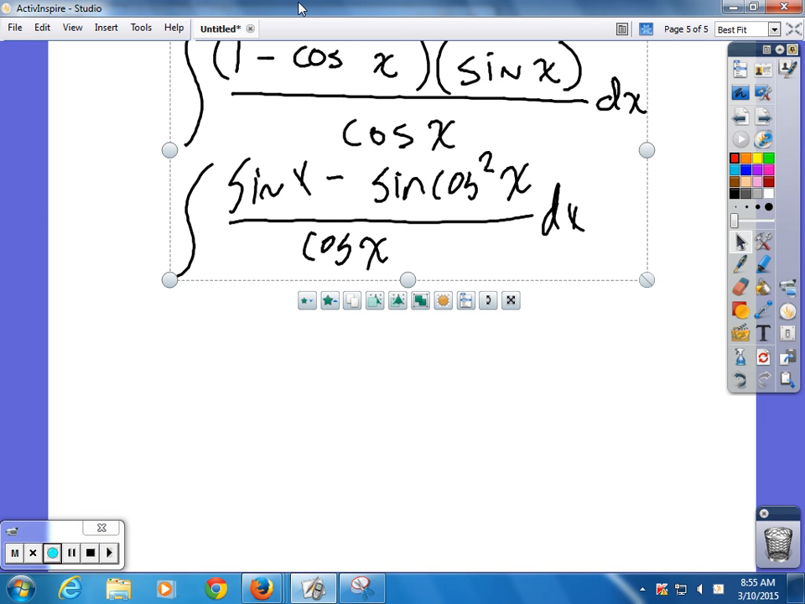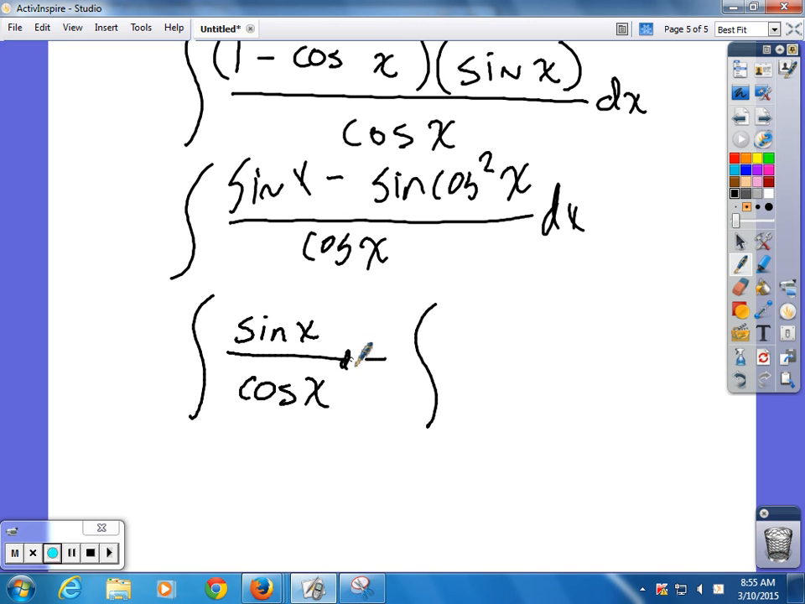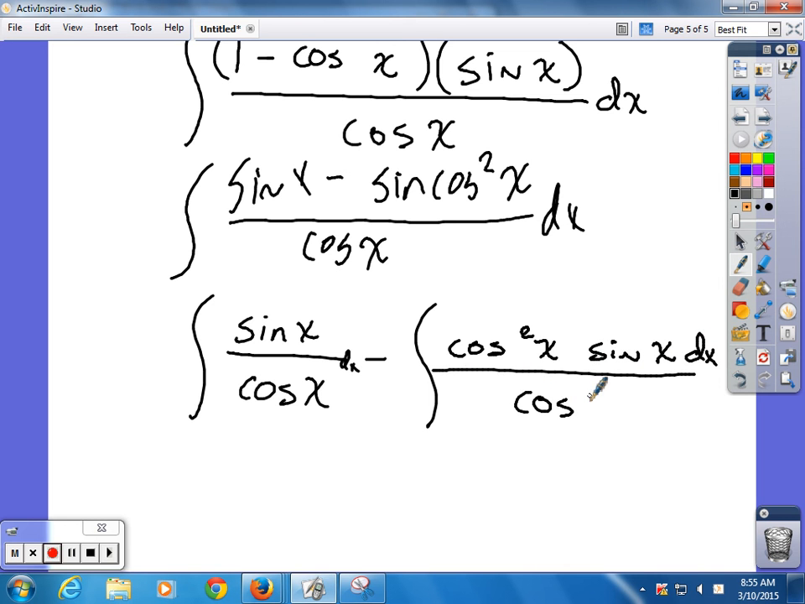I didn't give up on it. I just do whatever it copies. And that's going to give you the antiderivative of the sine of x over the cosine of x, minus the antiderivative dx, minus the antiderivative of the cosine squared of x sine of x dx over cosine of x.